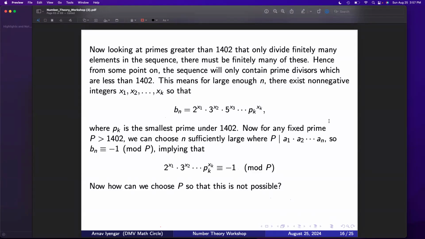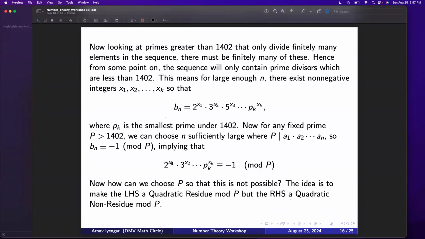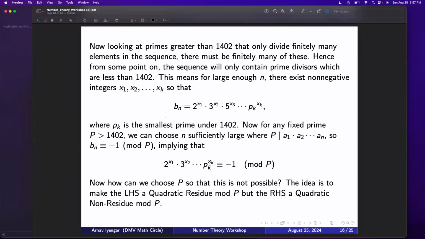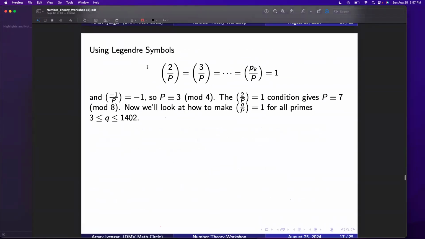So you can make either the left-hand side of QR and the right-hand side a non-quadratic residue. So you want the left-hand side to be a quadratic residue and the right-hand side not a quadratic residue. Of course, we need to have P equal to 3 mod 4. So these symbols will all have to equal 1: the symbols of p2 up until pk in P are all going to have to be 1. And then the symbol of -1 in P has to be -1. And that gives p is 3 mod 4.